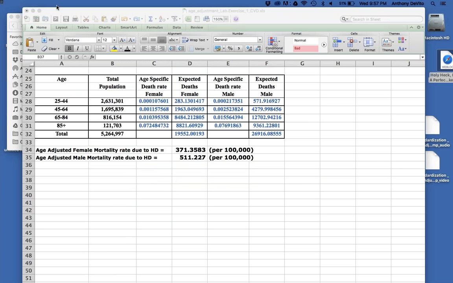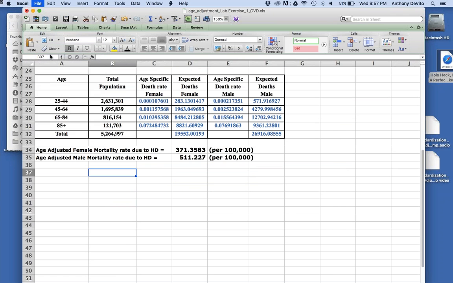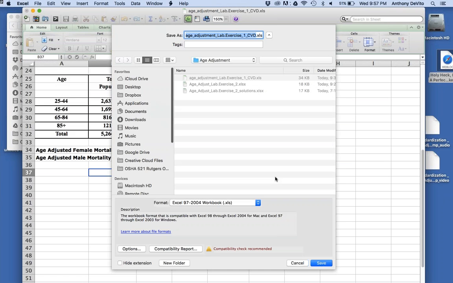I'm going to save this. Oops, wrong box. Save as. Save as, and let's see if I can't find a good place to save this. I'm going to put underscore solution.